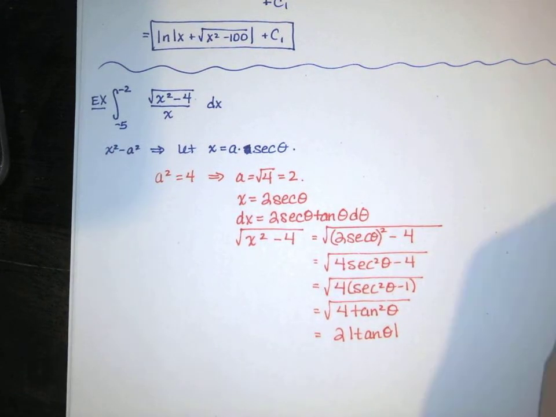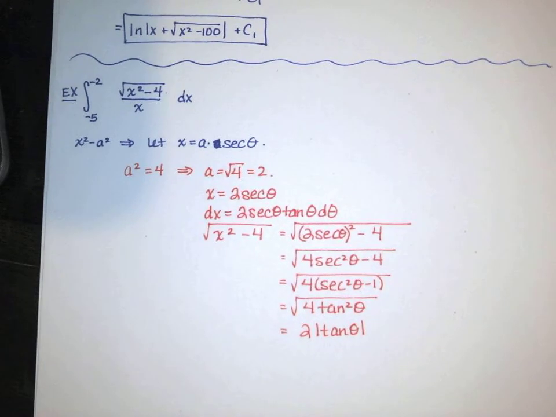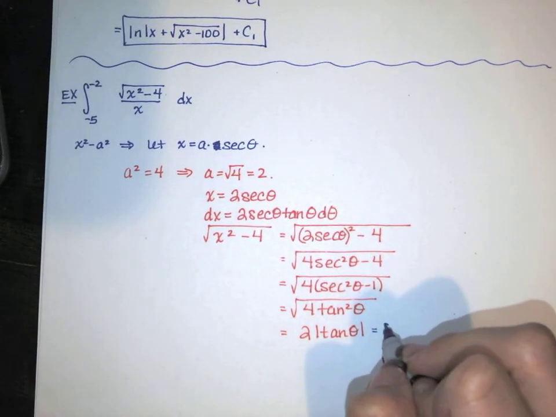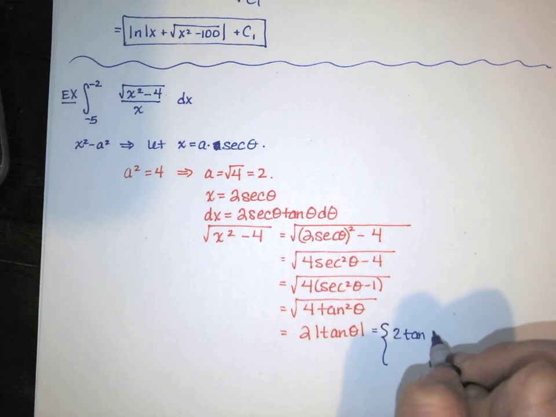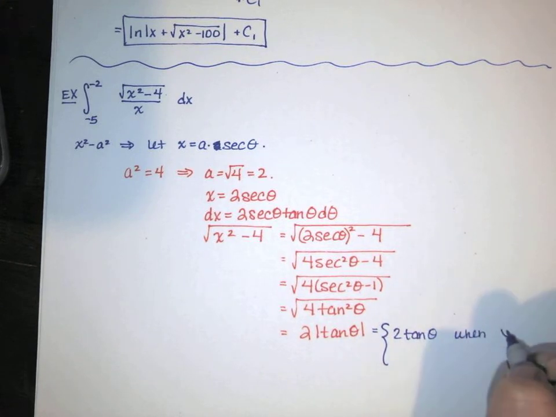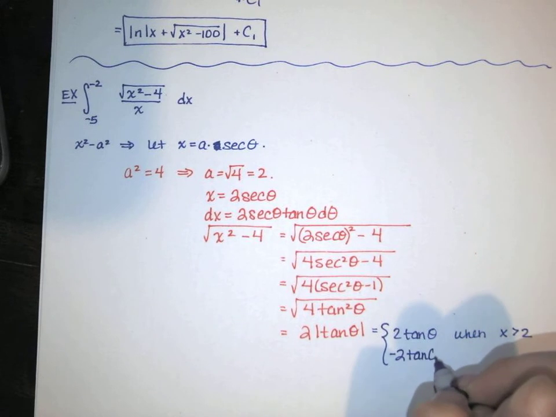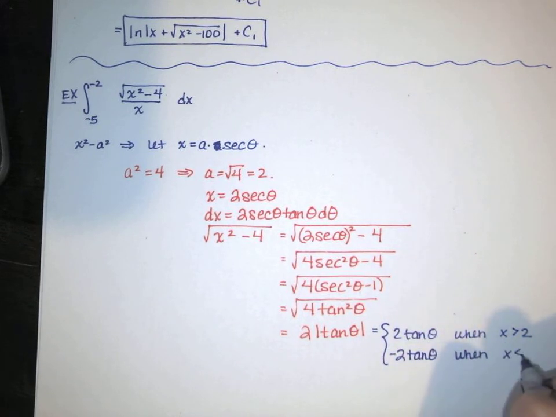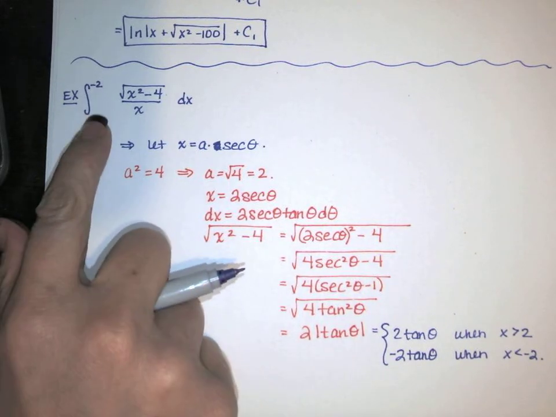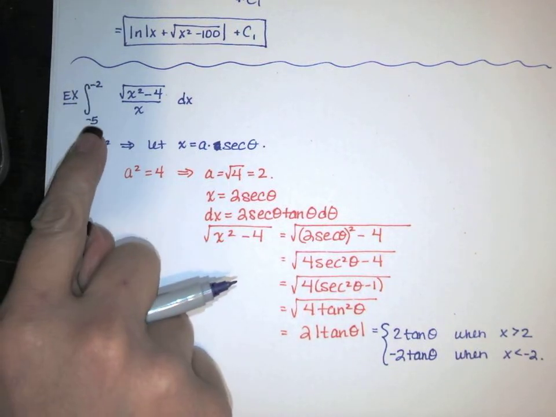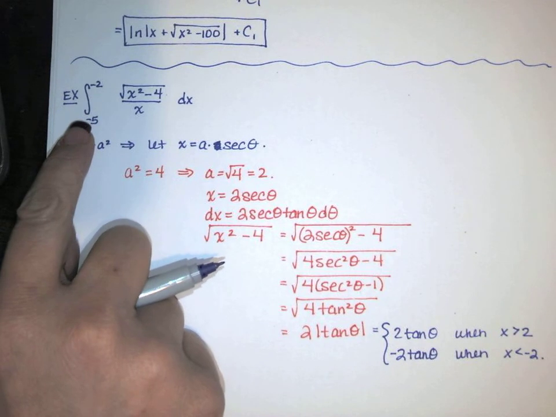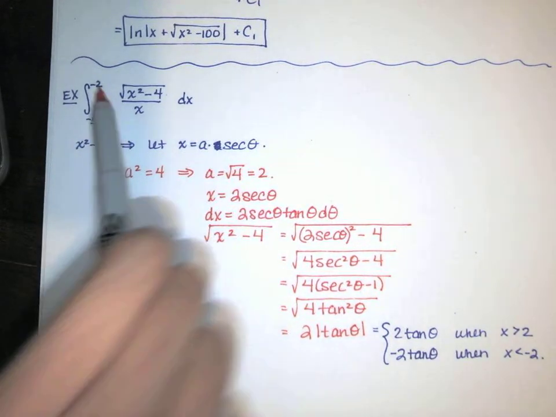Well, remember what our guidelines said. Our guidelines said this is going to be equal to 2 tan theta when x is greater than a, so when x is greater than 2, and it's going to be negative 2 tan theta when x is less than negative 2. So which one is it for this problem? And how do you know? We have to look at the bounds. Now the bounds for this tell us where x starts and where x stops.